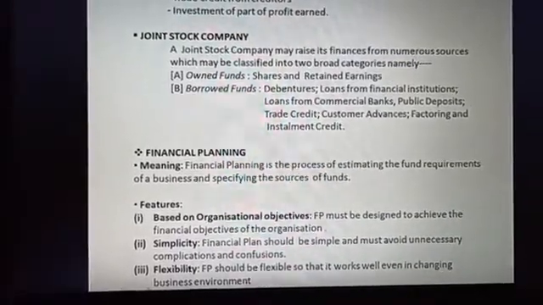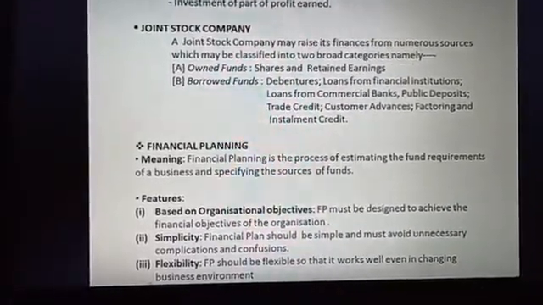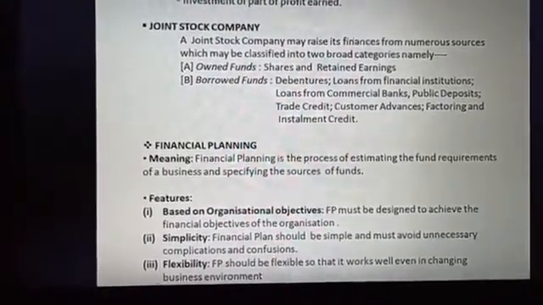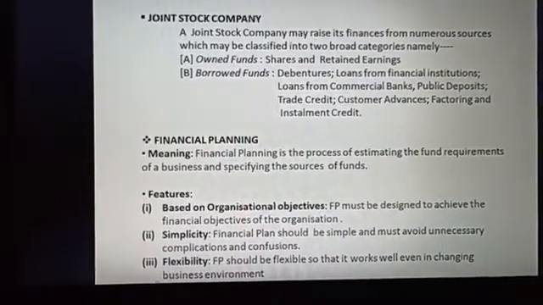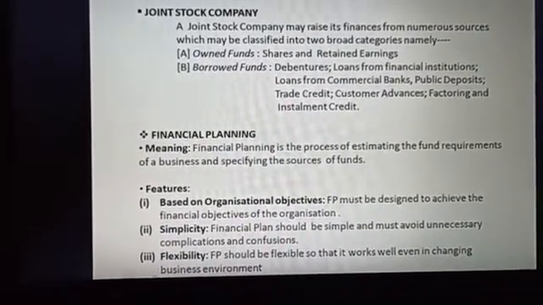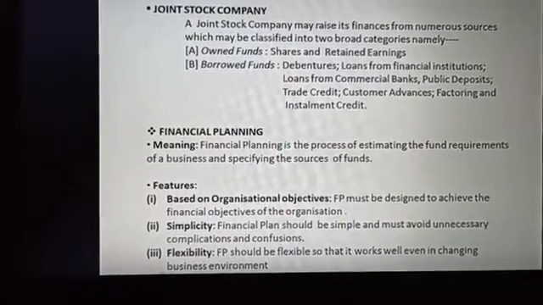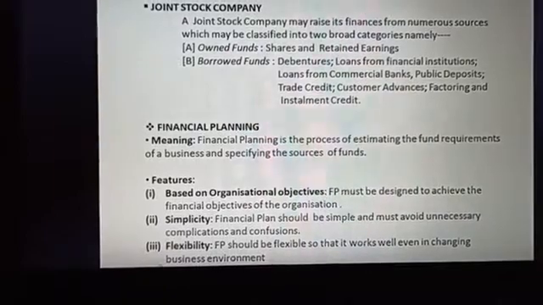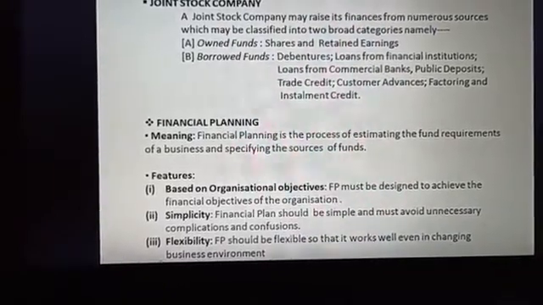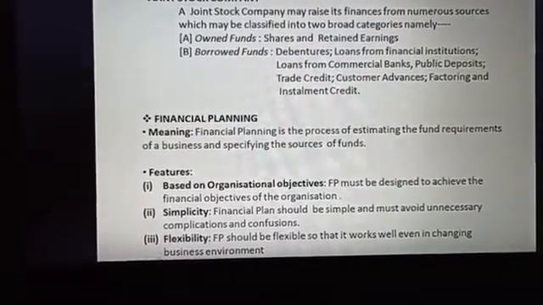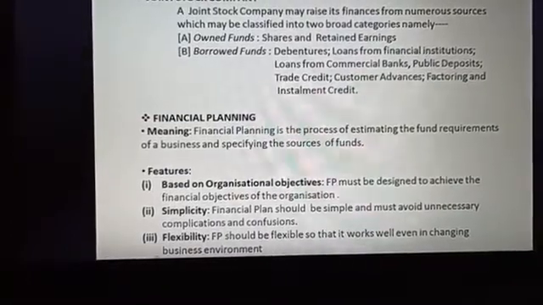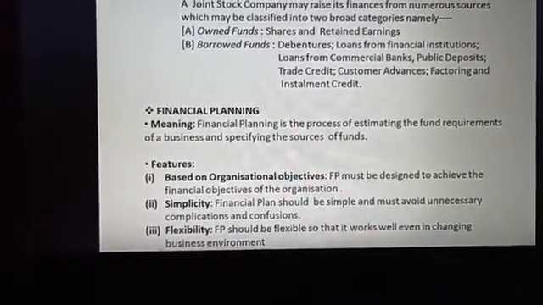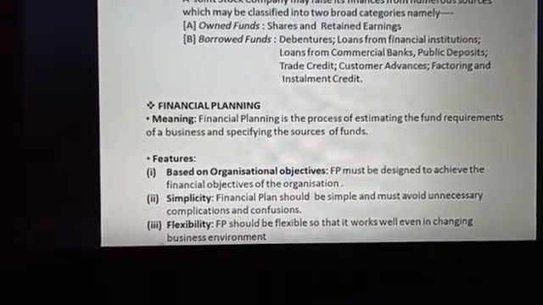In case of a joint stock company which carries out its operation on a larger scale, the capital sources are classified into two broad categories: owned funds and borrowed funds. Owned funds may be collected from shares and retained earnings, while borrowed funds may be collected from debentures, loans from financial institutions, loans from commercial banks, public deposits, trade credit, customer advances, factoring and installment credit.